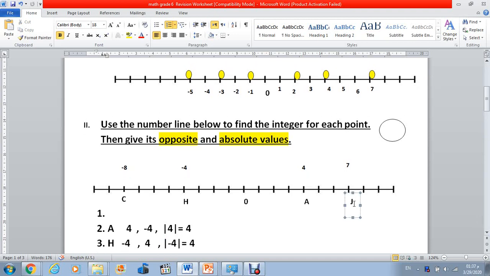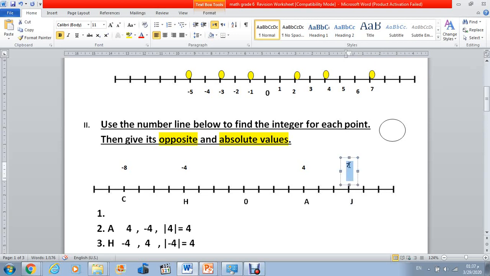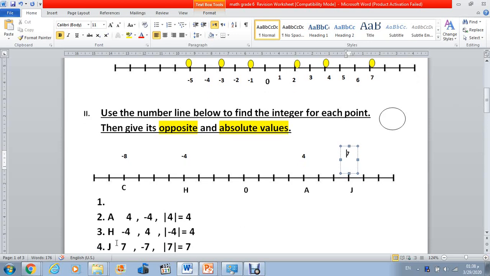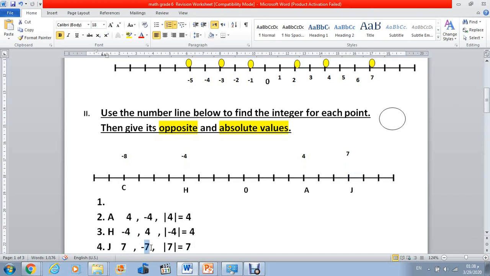Now let's go for J. J is 7, and this is the integer. Okay, what's the opposite of 7? We have to put the negative sign. And what's the absolute value of 7? 7 as well. So the integer is 7, the opposite is negative 7, and the absolute value of 7 is 7.